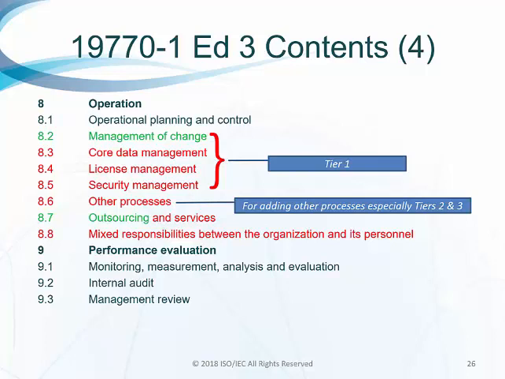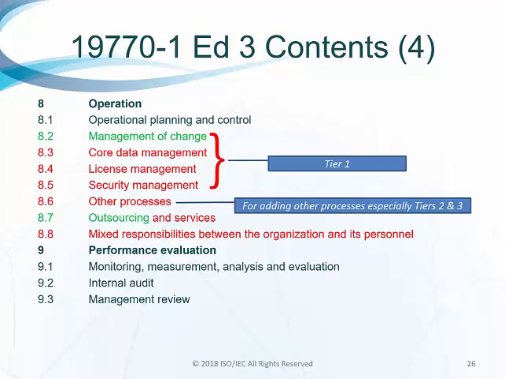We then add the rest of tier 1 processes into clause 8 directly: core data management, license management, and security management. 8.6, it just says other processes, but that's where you add all the processes for tiers 2 and 3 and anything else your organization may wish to have in it. We've added two further subclauses here. One covers outsourcing and services. They already had a section on outsourcing in 55001. We've expanded that and made it clear that it covers services as well. We've also addressed specifically this question of mixed responsibilities in 8.8.